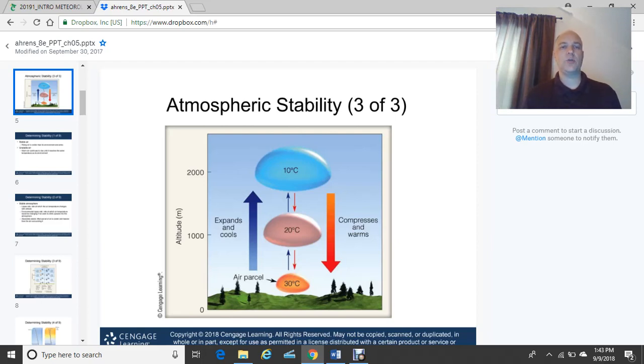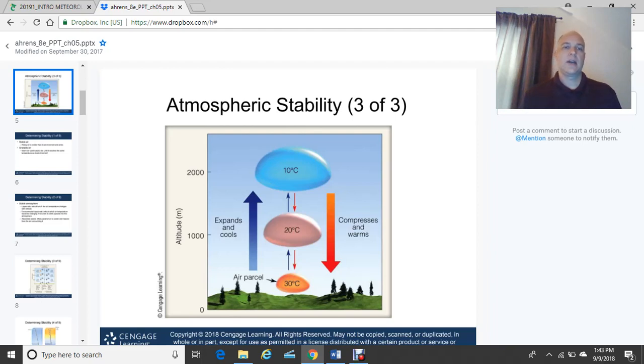So what I need to do, though, to determine whether my parcel will continue to rise or sink, which determines our atmospheric stability, whether it's a stable or unstable atmosphere, I need to compare my air parcel temperature to the surrounding air. Okay? So on the diagram here, we show an air parcel starting off at 30 degrees Celsius. That's its initial temperature close to the ground. That's about 86 degrees Fahrenheit. As that parcel rises and expands and cools, let's say at 1,000 meters, that air parcel is now at 20 degrees Celsius. And then up at 2,000 meters, you notice the temperature of the air parcel drops to 10 degrees Celsius.